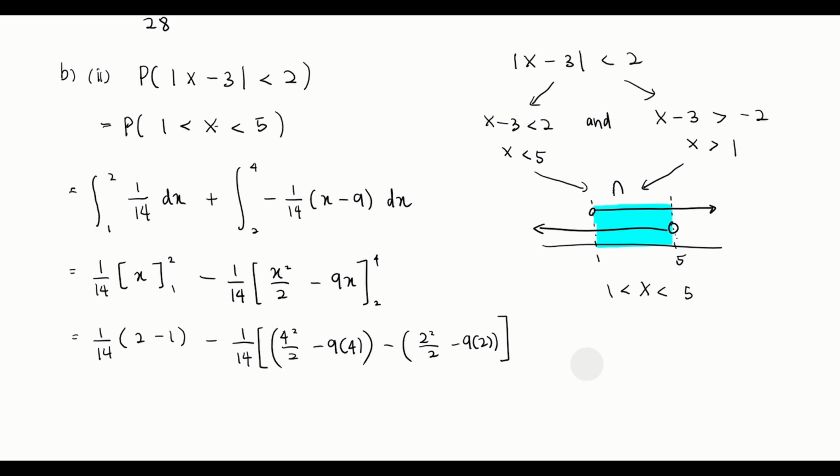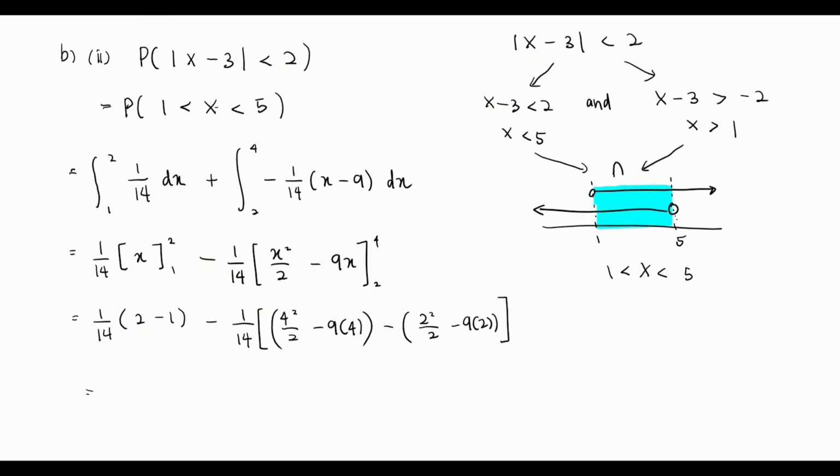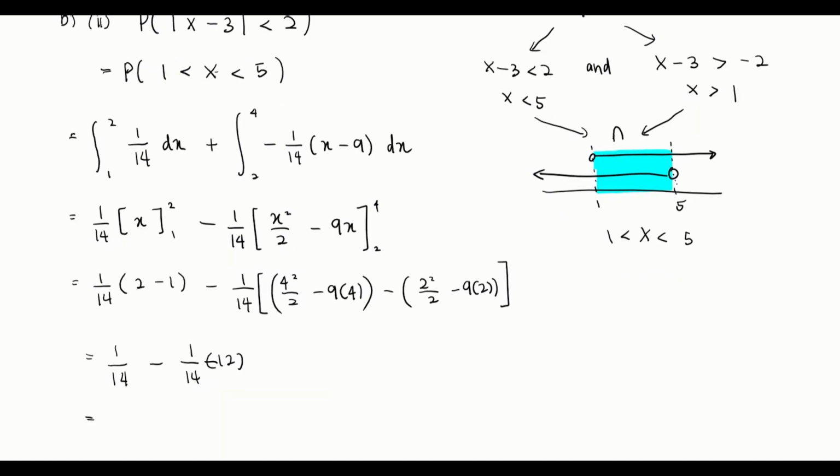And then we're going to calculate this. This is equal to 1/14. So 2 minus 1 is 1, so this is just 1/14, minus 1/14. Inside here, if we calculate, we get minus 12. So this is equal to 13/14. So that's how we solve this question.